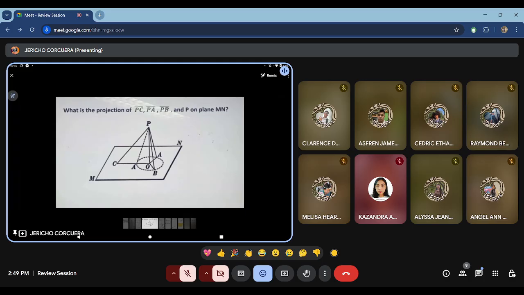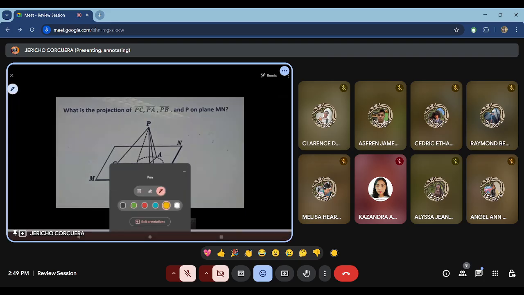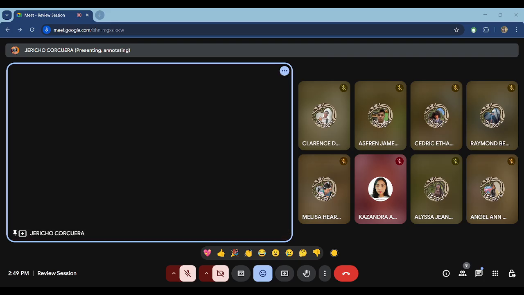So we have here line PC. The projection of line PC is line CO, because the projection of a line is the set of all points. You can see that line PC's projection is line CO, based on the definition that the projection of the line is a set of all points on the plane.